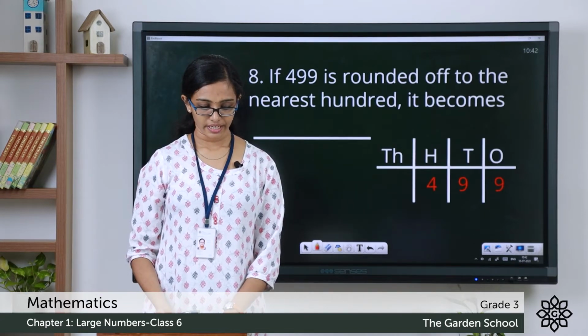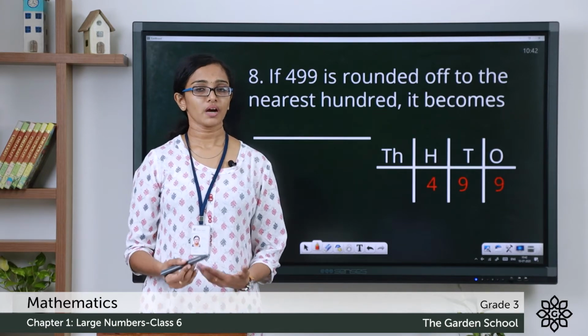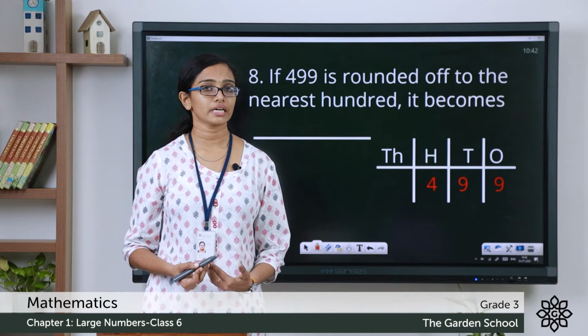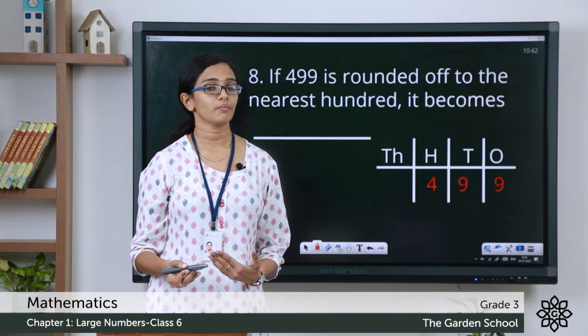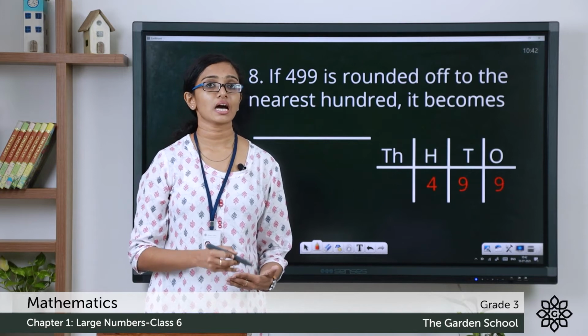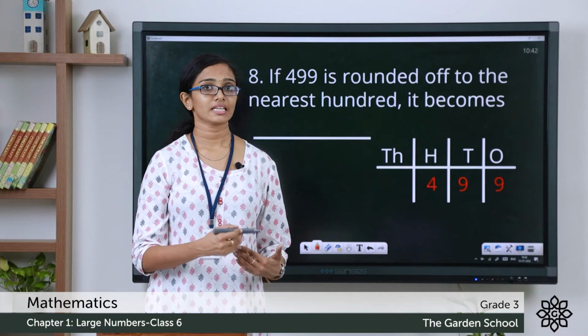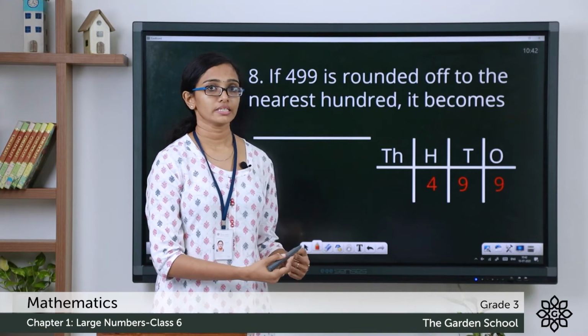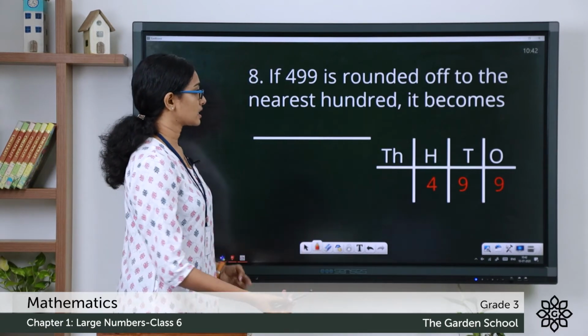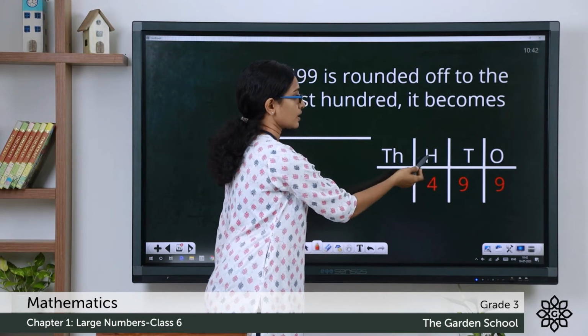Question number 8. If 499 is rounded off to the nearest 100, it becomes what? So we have learned when we are rounding to the nearest 100, we are changing the number to the closest multiple of 100. Here the rounding digit is the digit in the hundreds place. So we have to check the digit to the right of the rounding digit, which is the tens place in this case. So here we have 9 in ones place, 9 in tens place and 4 in hundreds place.